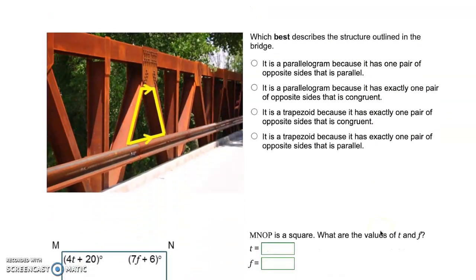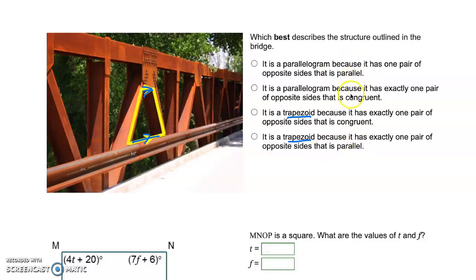So let's take a look at this. Which best describes the structure outlined in the bridge? Well, you notice we have parallel lines. We have one set of parallel lines. That's all we know. So if we have exactly one pair of parallel lines, we know that it has to be a trapezoid. So that's going to be this one or this one.